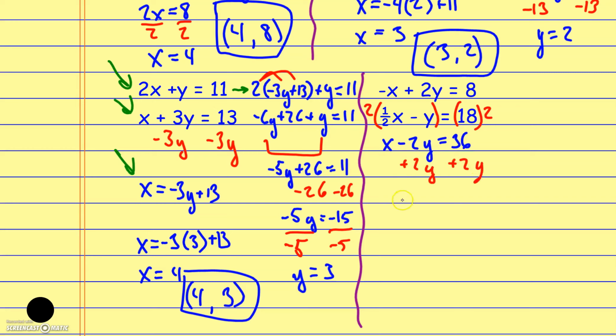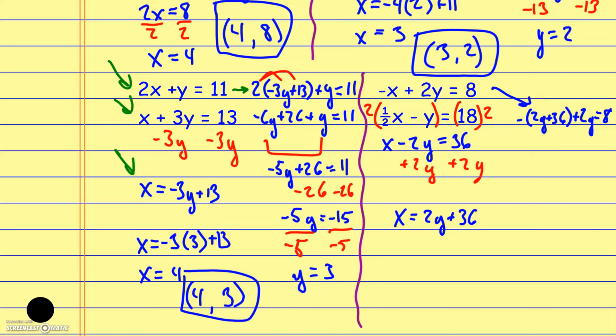And I'm going to find out that x equals 2y plus 36. And now from here, I got to plug that back into this first equation. So I'm going to plug it into this first equation. That's going to give me negative x plus 2y equals 8. But instead of x, I'm going to plug in the expression that I just found, the 2y plus 36.